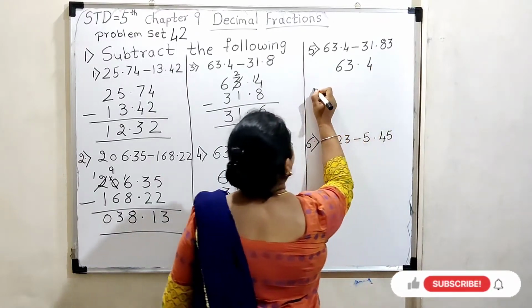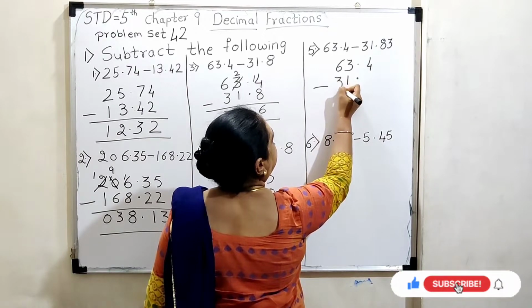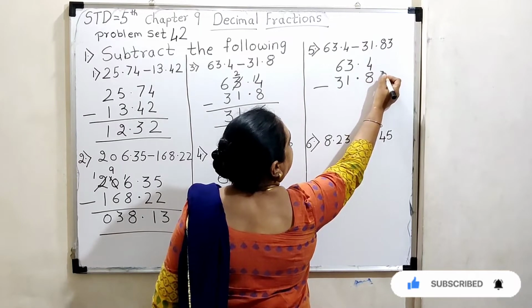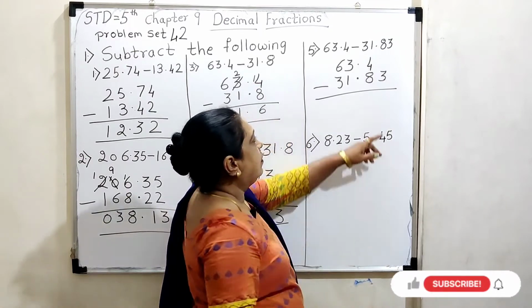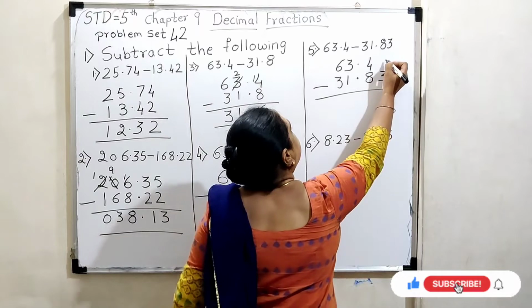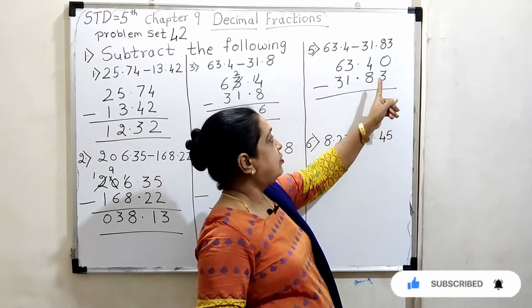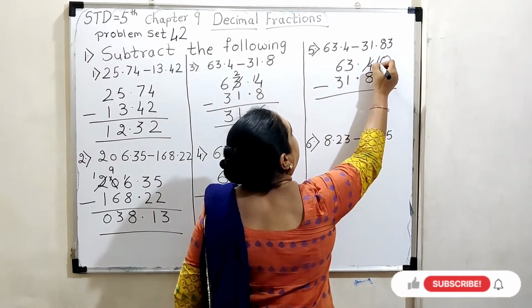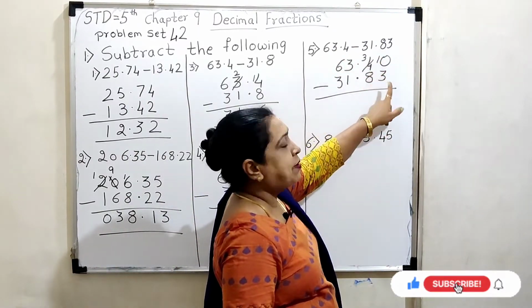63.4 minus, put point 1, 3. After the point, what will come? 8, and you write 3 over here. Now, above 3, nothing is there. So, what will you write? 0. Okay. But from 0, you can't minus 3. So, you will borrow from 4. From 4, when you take 1 over here, how much will remain here? 3. 10 minus 3 is how much?